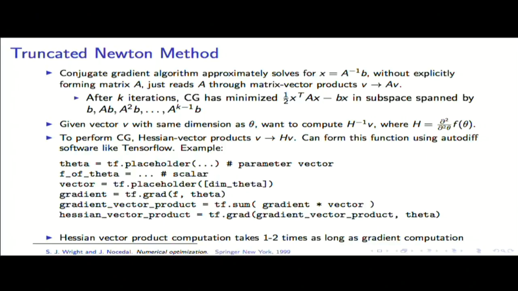So if you want to learn more about how to use the conjugate gradient algorithm to solve numerical optimization problems, I recommend that particular book. So what does the conjugate gradient algorithm do? In general, it solves linear systems approximately. Let's say you have a matrix A and a vector B. The conjugate gradient algorithm is going to approximately compute A inverse B, which you can also think of as the solution to Ax = b.